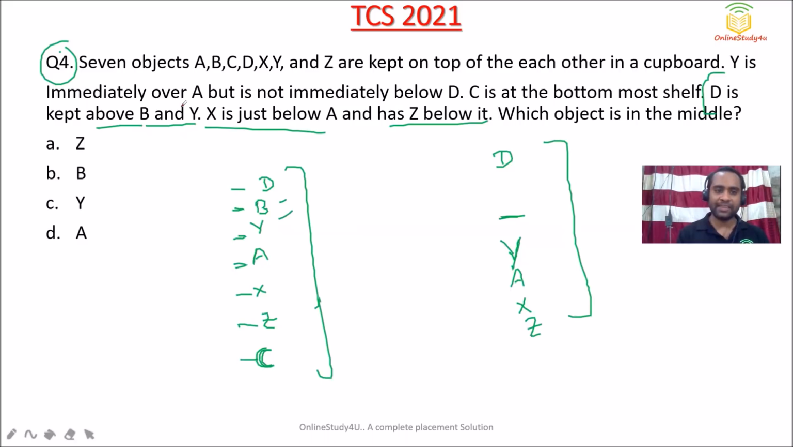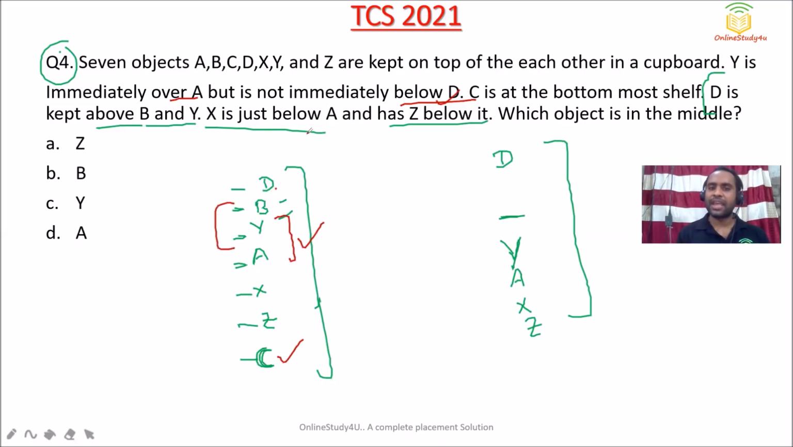Okay, so Y is immediately over A. So Y is immediately over A, done. But not immediately below D. So Y is not immediately below D, that is also done. C is at the bottommost shelf. So C is at the bottommost shelf. D is kept above B and Y. So D is kept above B and Y.